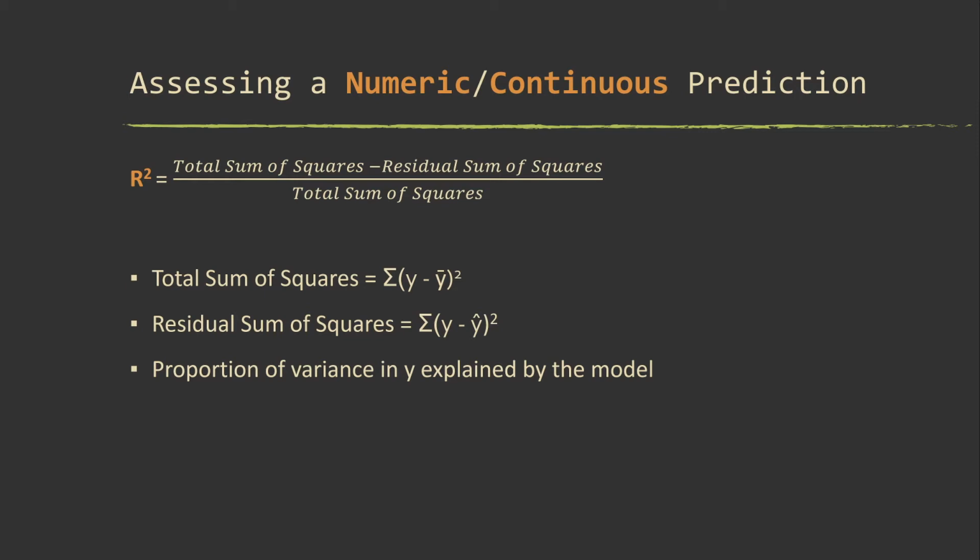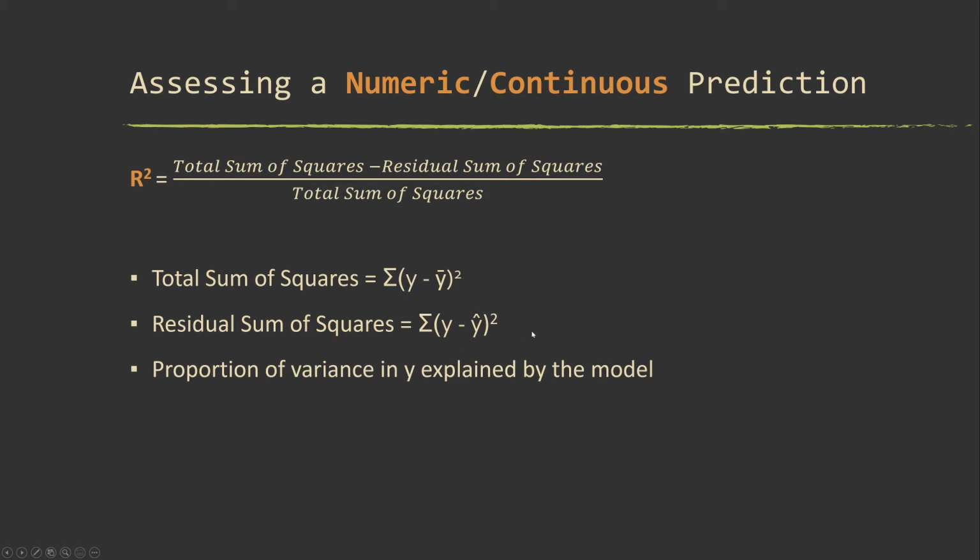Okay, and then for the residual sum of squares, the difference is that instead of using the mean, you use the prediction. So effectively now you're summing up the residuals. You get the residual, square it, and add up all the residuals. The total sum of squares is the total variance that exists in the data you're predicting, the dependent variable. The residual sum of squares is the remaining variance that the model didn't explain.